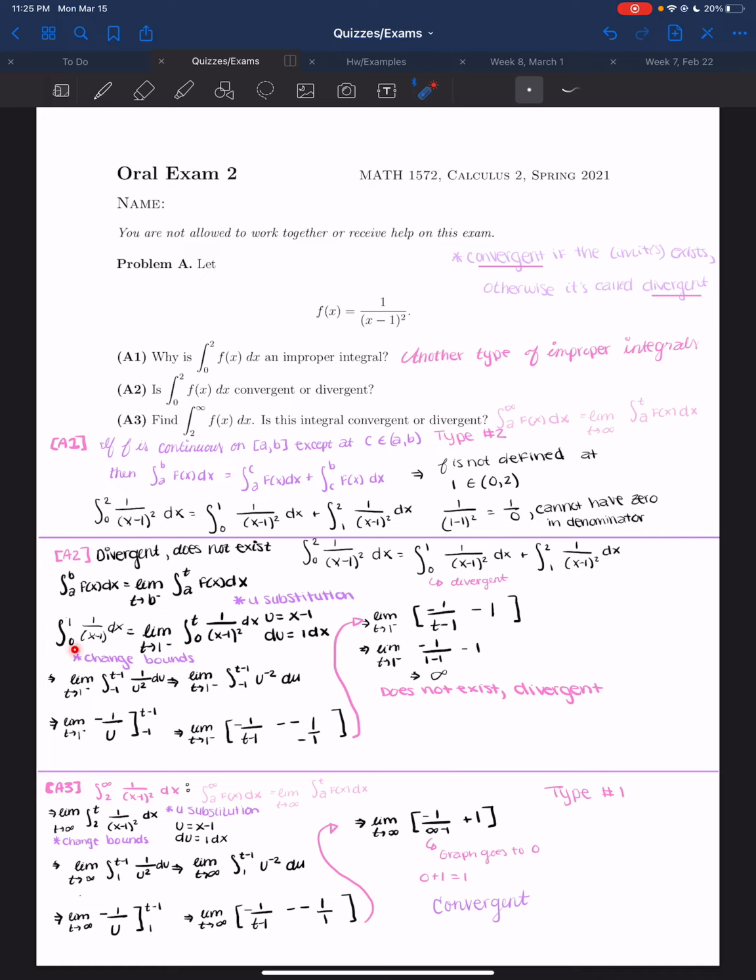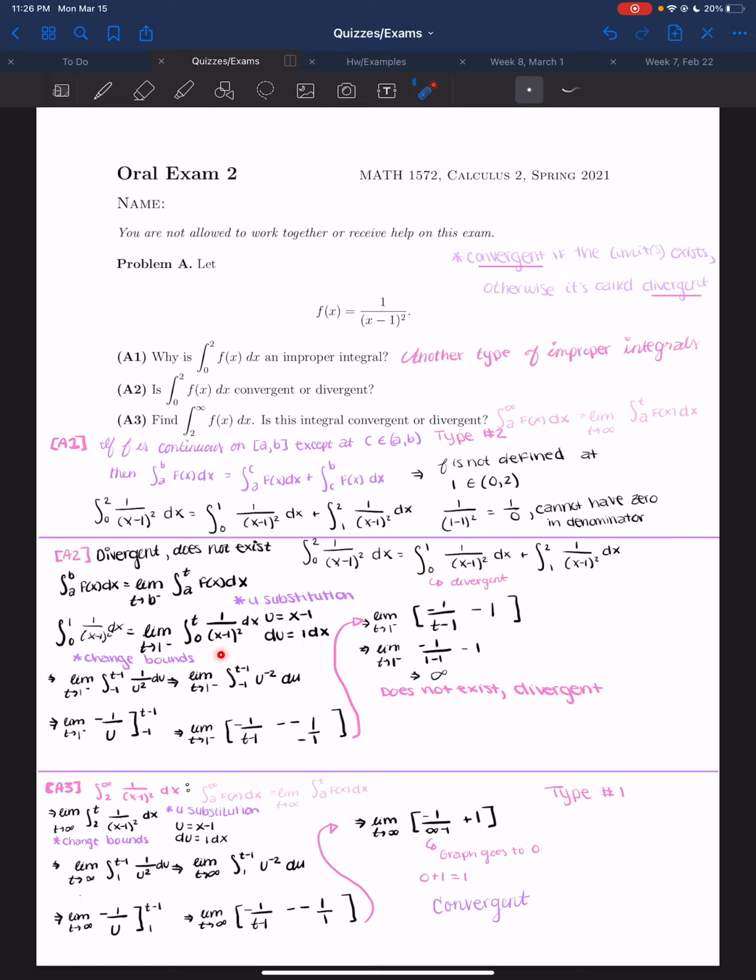So we have the integral of 0 to 1, and we're going to plug in our f of x, which is 1 over x minus 1 squared, and then dx. And then we're going to take this limit as t goes to 1 from the left, and we substitute 1 for t. And here we see how we should solve this integral right here. We're going to do a simple u substitution, substituting u for x minus 1, and then its du is 1 dx, or dx.